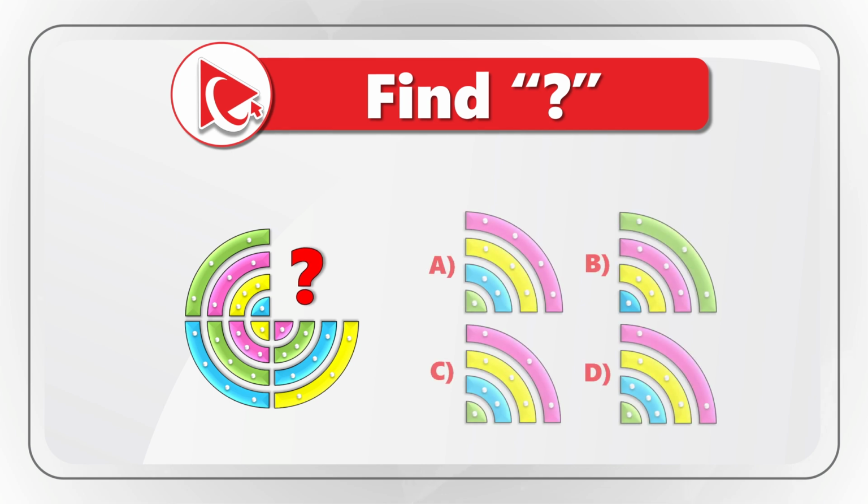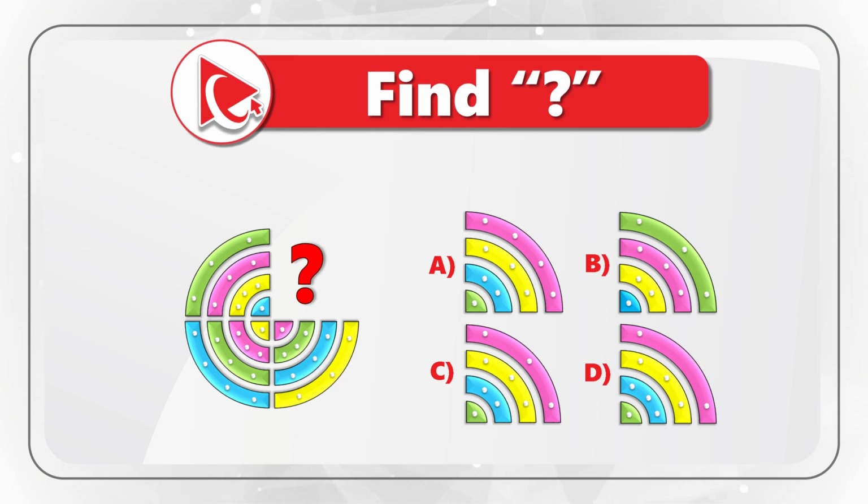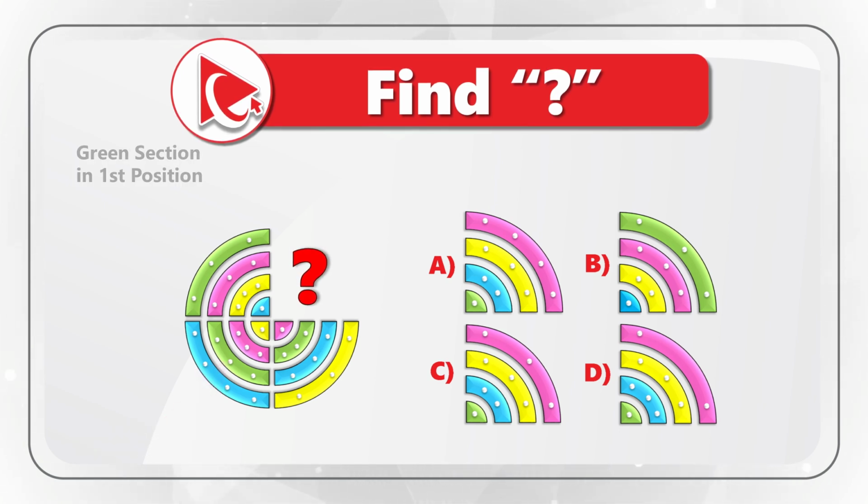For the 3 segments that we see on the screen, let's assign the clock values. For example, we will have 5 o'clock, 7 o'clock, and 10 o'clock sections. Now, let's take a close look at the green section at 5 o'clock. When we move to the 7 o'clock section, it becomes second from the outside. And when we move to the 10 o'clock section, it becomes the most outside section.